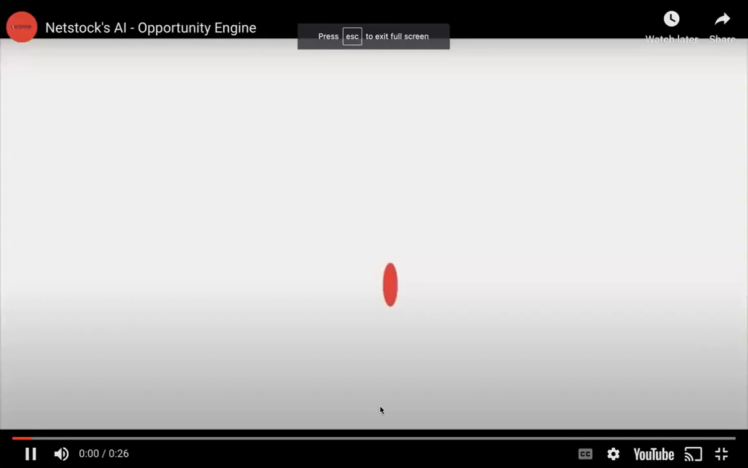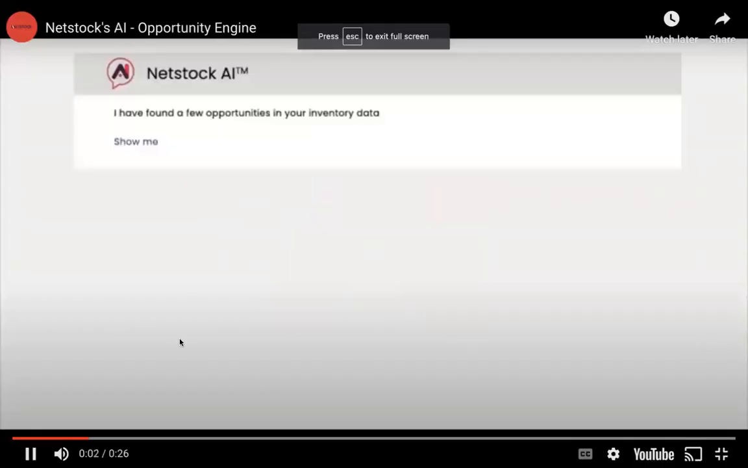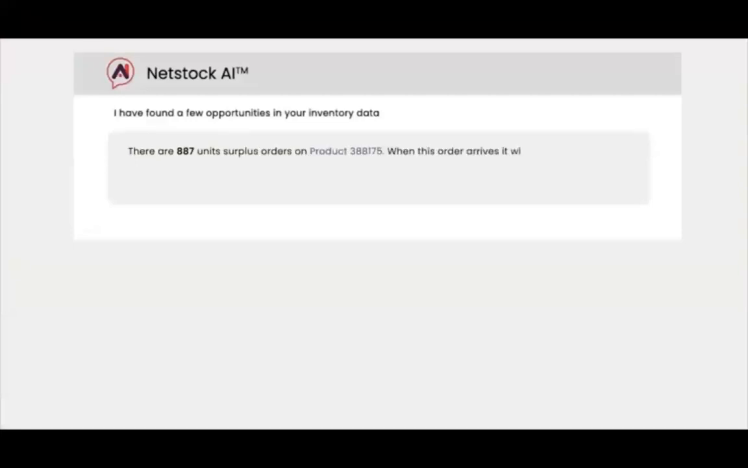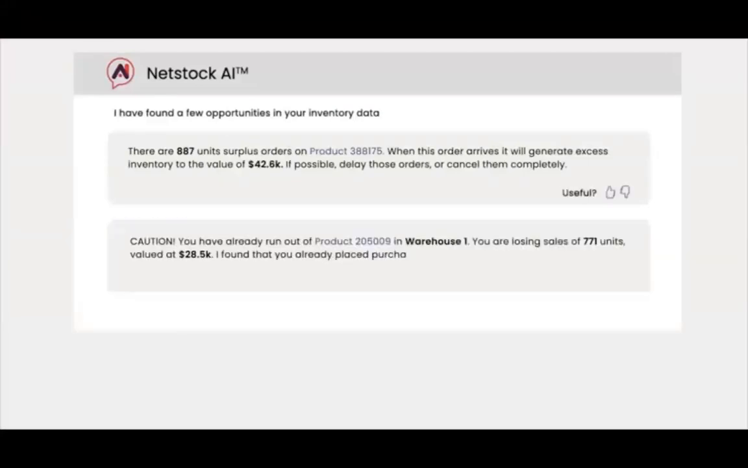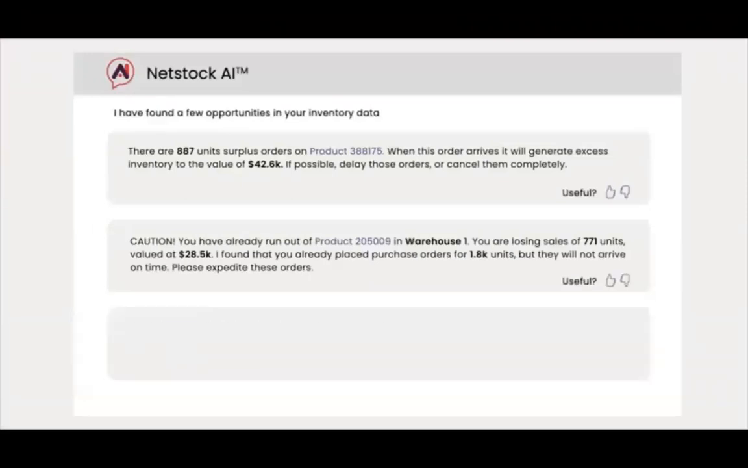So I'm just going to show you this over here, and this is from the application. You would go into the opportunity engine. It will ask you if you wanted an opportunity, and you could say, show me. It would bring up the opportunity and give you an idea of an opportunity. You could always just carry on. Every time you say, show me, it'll bring up a new opportunity for you to deal with.